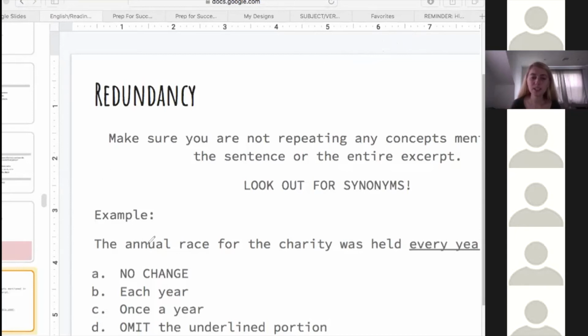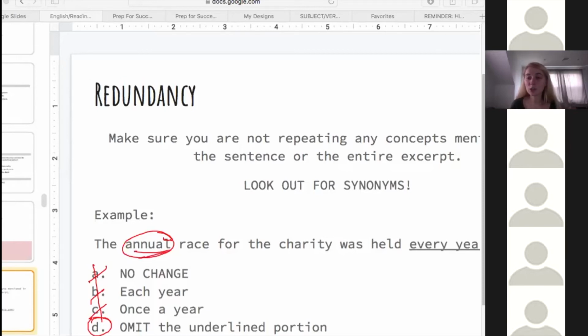So if we take a look at this, there's really no difference between each year, every year, once a year, all of those different types of things. But it's also the same as annual. Annual means that it's happening every single year. So if I say that annual race, that's already telling me that it's happening every year. And it's telling me that it's happening each year and once a year. So considering that, A, B, and C are all incorrect. Therefore, D would be my correct answer, and I could just say the annual race for the charity was held. And now I don't need to say that it's going to be held every year. I'm just saying that it's held in general, and it's held every year, which we mentioned already here.